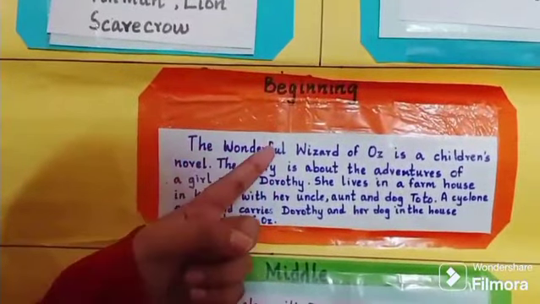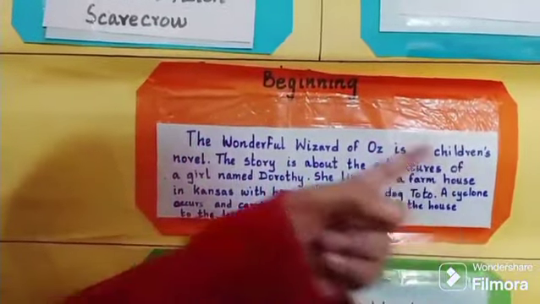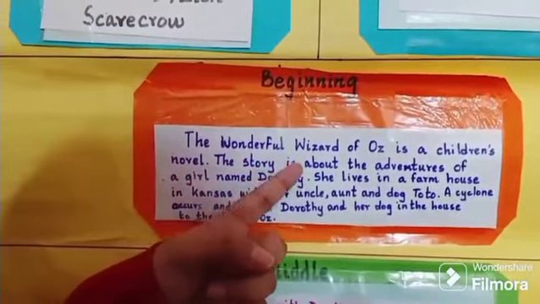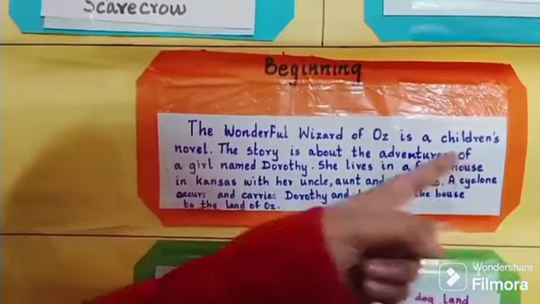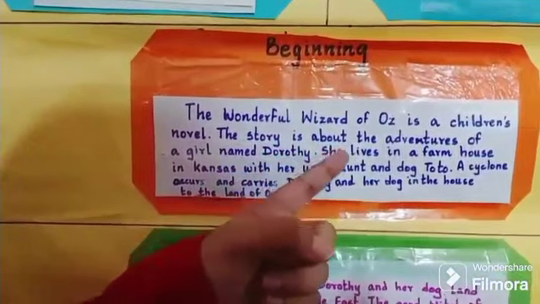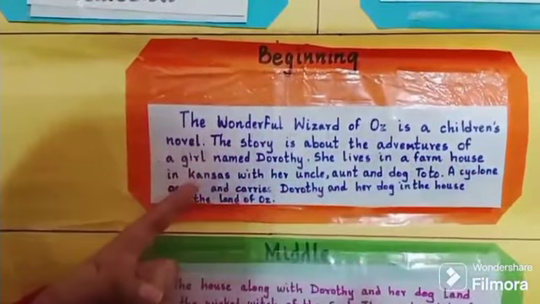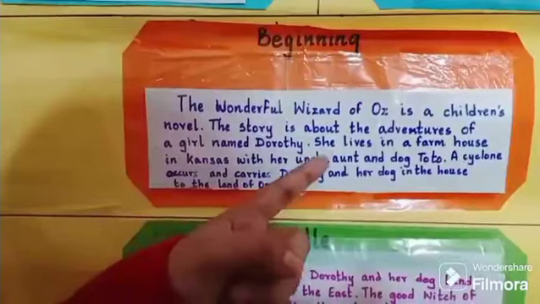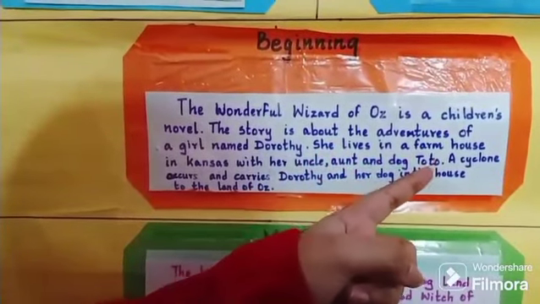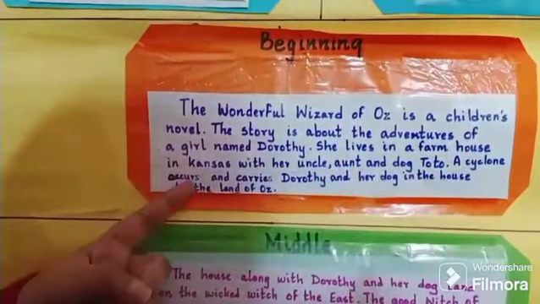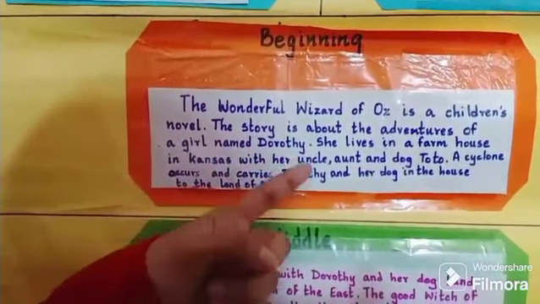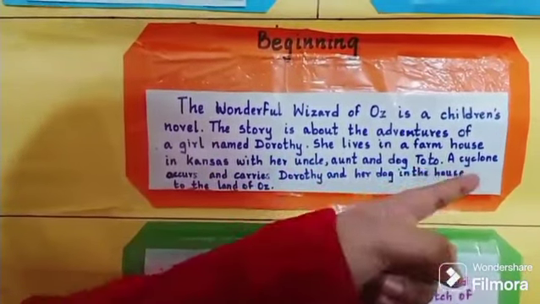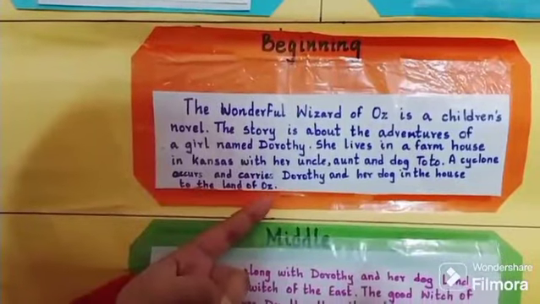Beginning. The Wonderful Wizard of Oz is a children's novel. The story is about the adventures of a girl named Dorothy. She lives in a farmhouse in Kansas with her uncle, aunt, and dog Toto. A cyclone occurs and carries Dorothy and her dog in the house to the land of Oz.